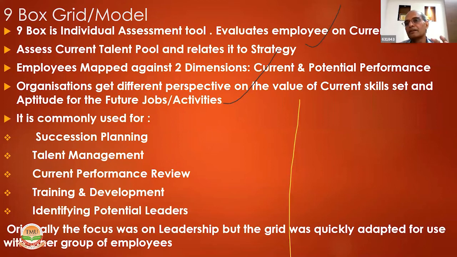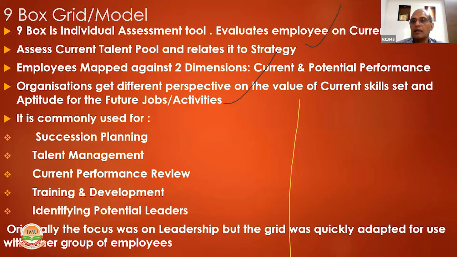Originally, when we look at this grid, which was basically developed by McKinsey way back in the 70s, the emphasis was on leadership, but subsequently it was adapted for other groups of employees also. Okay.